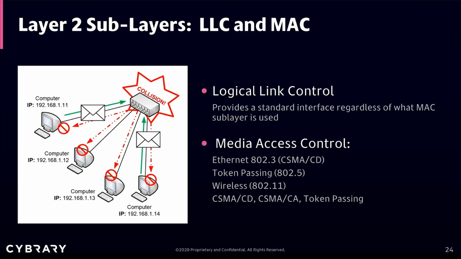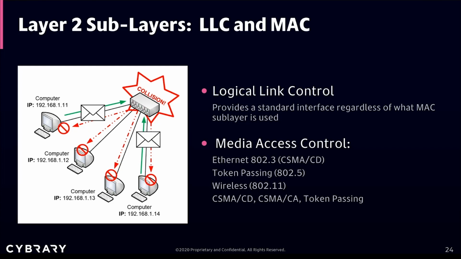But if two hosts put their data on the cable at the same time, we have a collision. The network card is able to detect that collision, back off, and perform an algorithm to determine whether they can retransmit. So, CSMA/CD, Carrier Sense Multiple Access with Collision Detection. Expect collisions in an Ethernet environment.